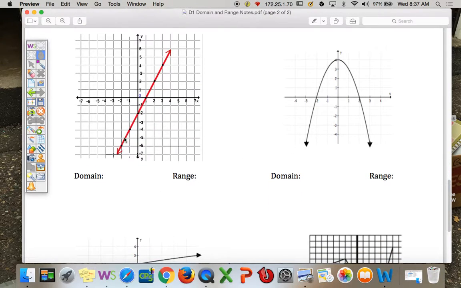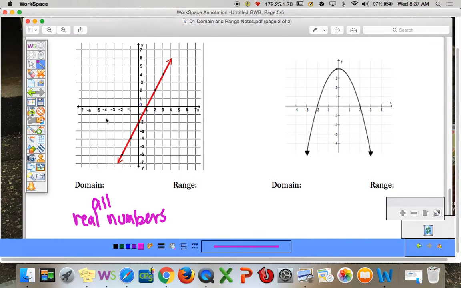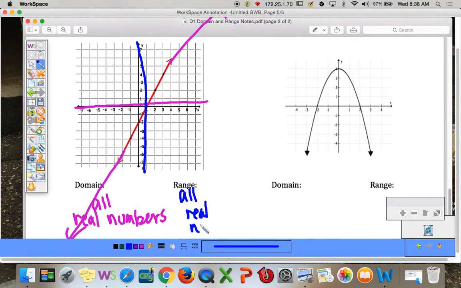Okay, let's take a look at this graph right here. Now this line keeps going on forever, up and down. So the domain, we're going to say, is all real numbers. Any number on the number line is going to have an X value. You can see this graph is going to keep going down, and it's going to keep going up. So all values of X are going to be hit, so the domain is all real numbers. And likewise for the range, it's going to keep going up and keep going down. So the range is all real numbers.